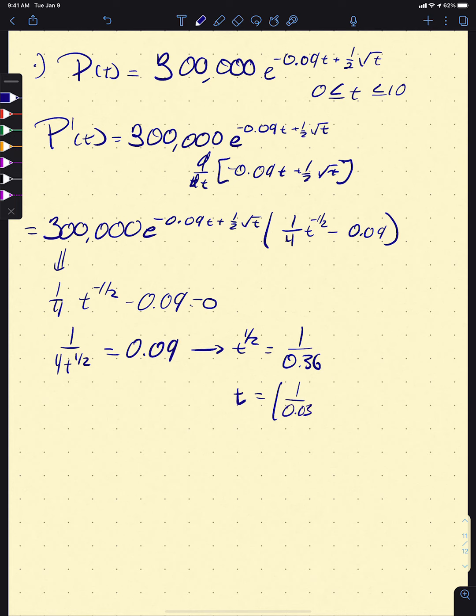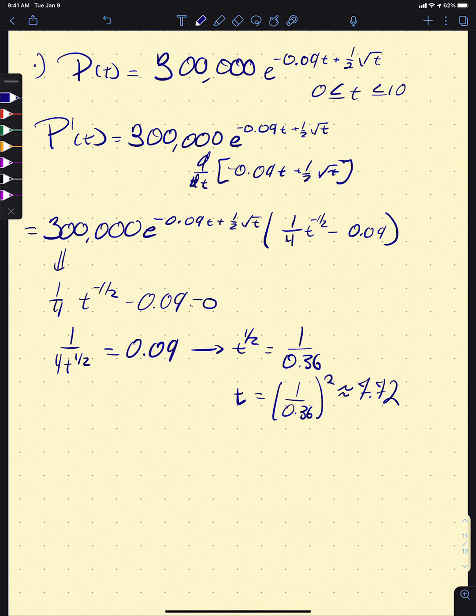1 over 0.36 squared, which is about equal to 7.72. And now what we want to do is test these values that we found in P and look for the largest one. So we need to check P of 0 years. I just realized that I forgot to tell you what this actually represents. This is years from now.